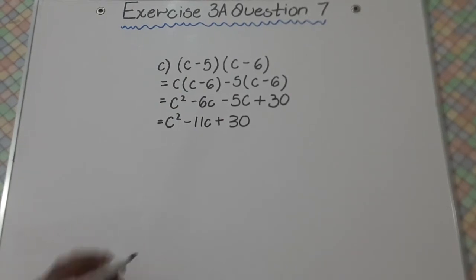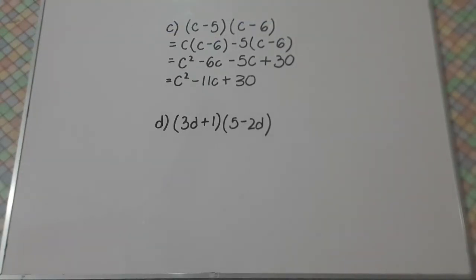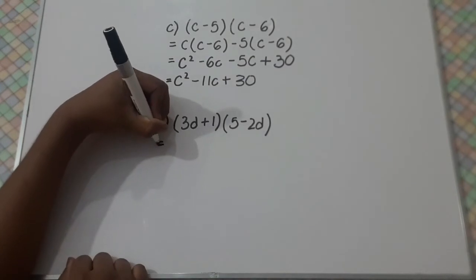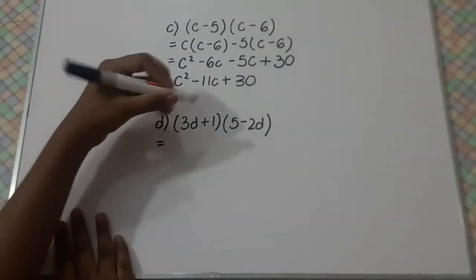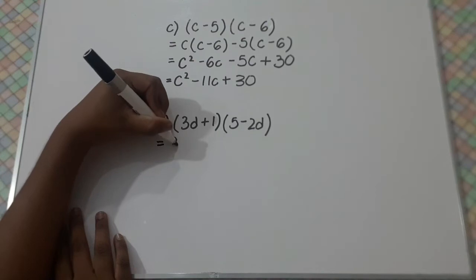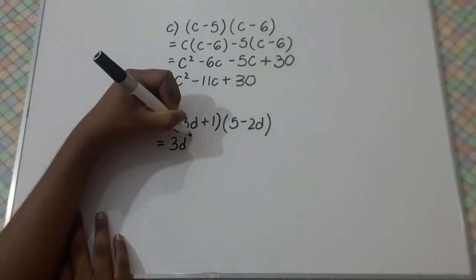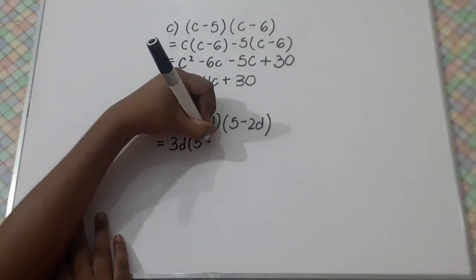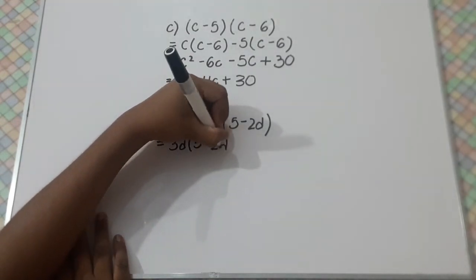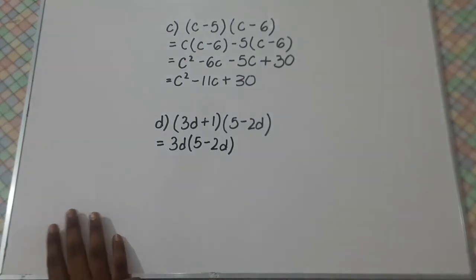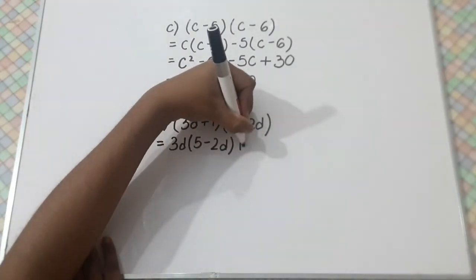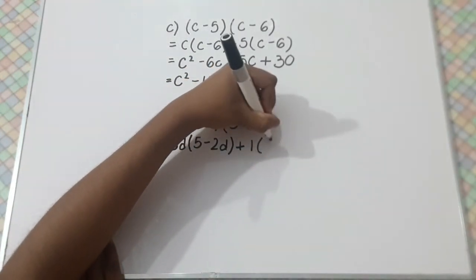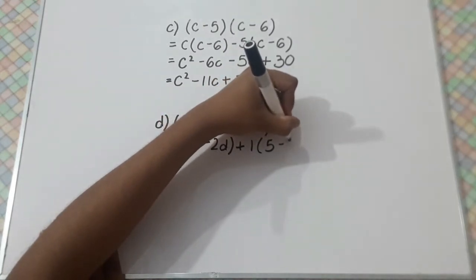Now let's move to part D. So this is part D. It's also the same, but with a different type of question. So 3D would be outside, and this bracket will be over here: 5 minus 2D. Now plus 1, 5 minus 2D.